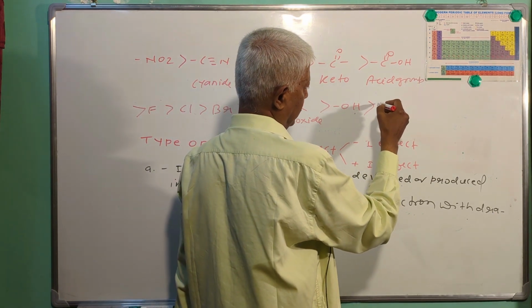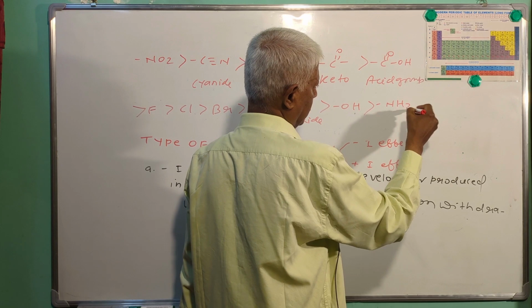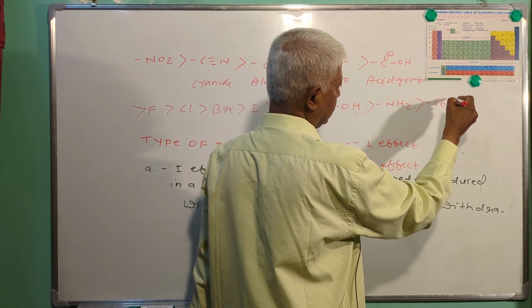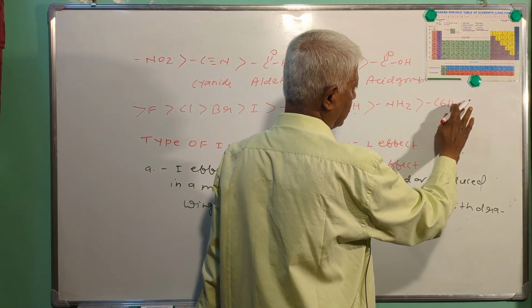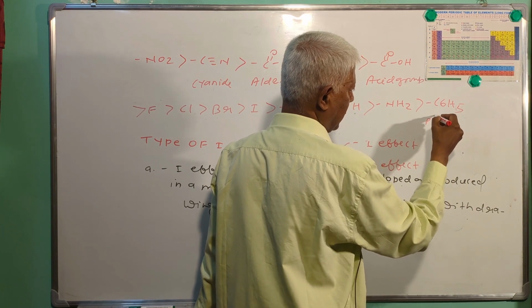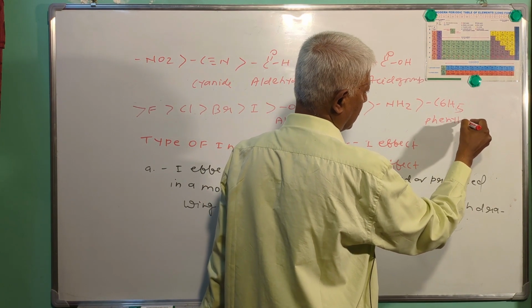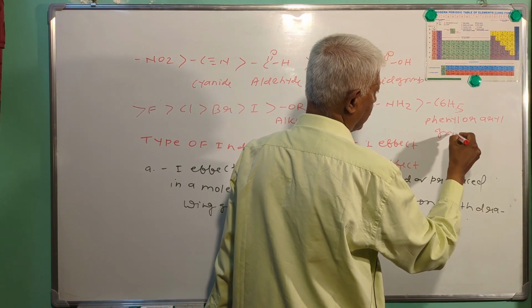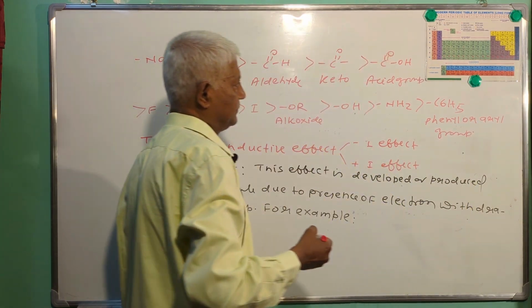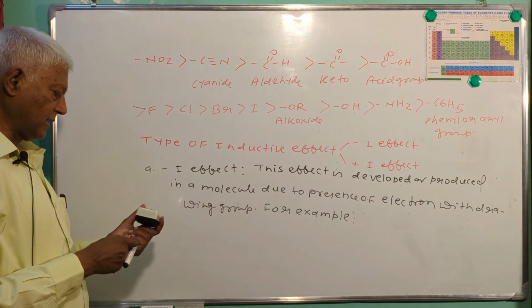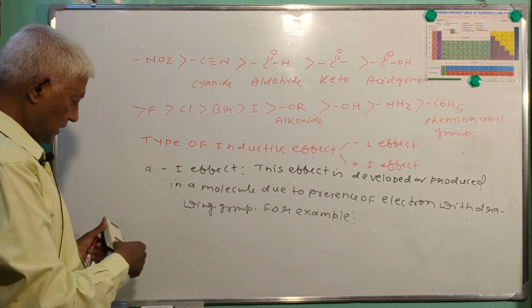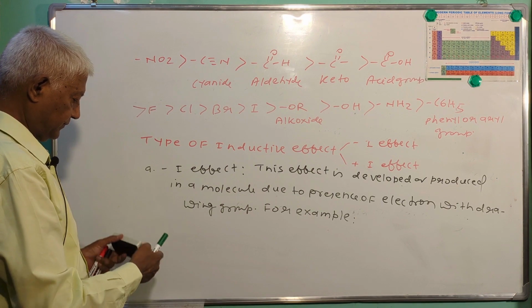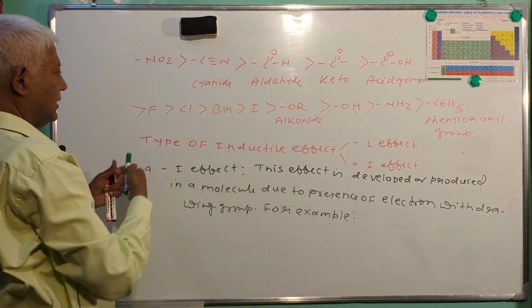Next one is NH2. Next one is phenyl, or we can say aryl group. So, these all are the examples of electron withdrawing groups.